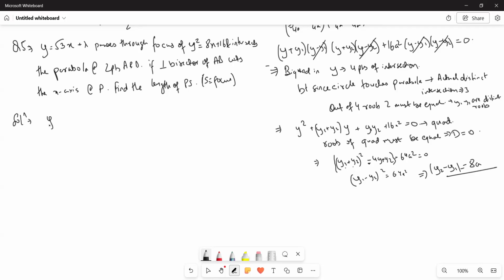Okay, solution. Let's focus on the parabola first. y square equals 8 times (x plus 2). What kind of a parabola are we dealing with? It's a rightward opening parabola with vertex at minus 2 comma 0.